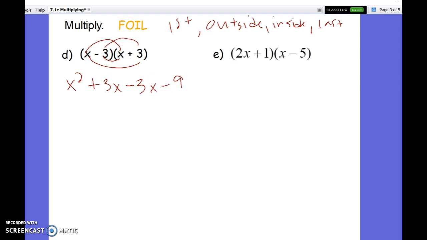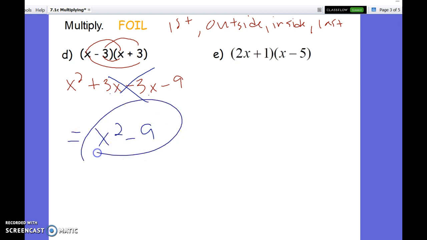Plus 3x minus 3x equals 9. Now, here we have to make sure that we have all of our like terms combined. So if I'm looking, I see that I could actually combine 3x minus 3x, right? 3x minus 3x is 0, so our answer is just x squared minus 9. Okay, now would be a good time to pause and try our FOIL acronym on letter E.